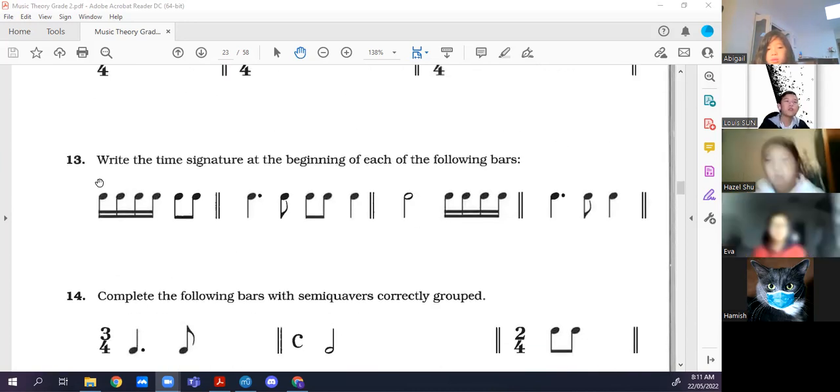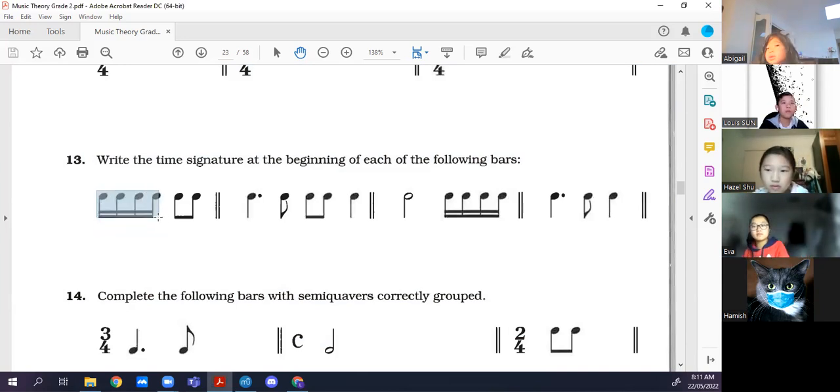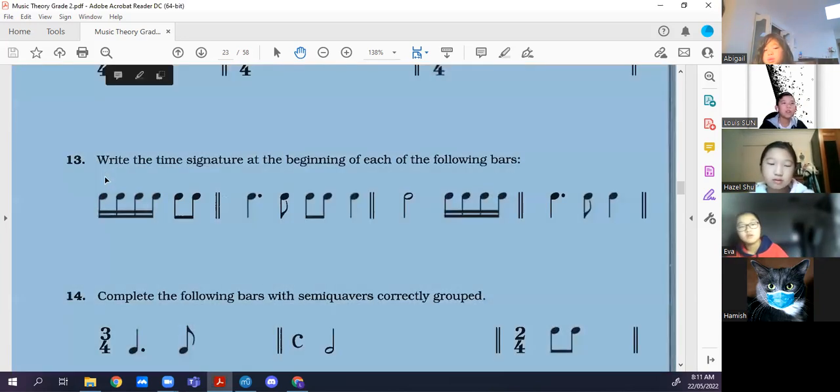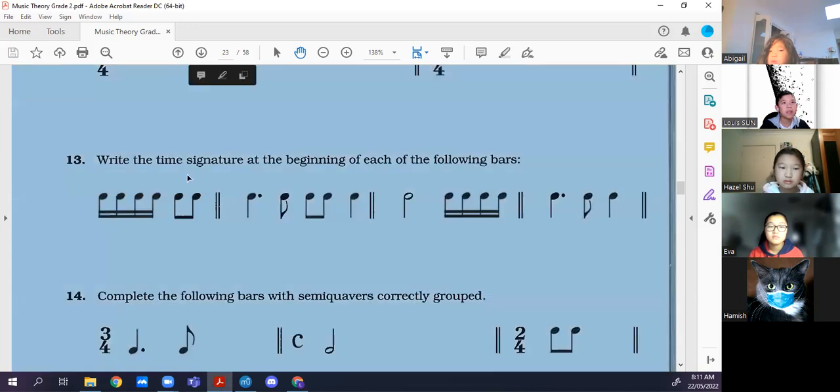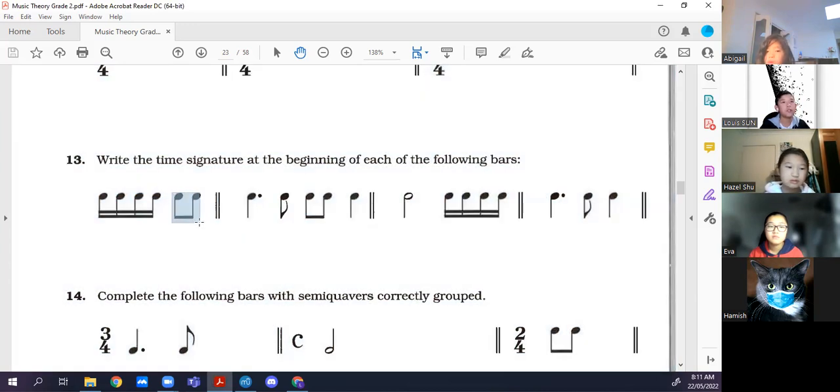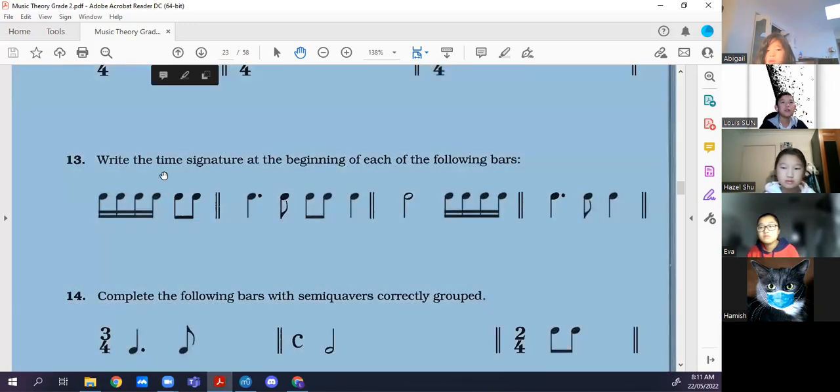So what's important to remember here? You probably wouldn't come across dotted semiquavers. That was just a little fun for you guys. But semiquavers are grouped in 4s, and when they're grouped in 4s, you can treat them like a crotchet. The same thing, if quavers are grouped in 2, you could also treat them like a crotchet.